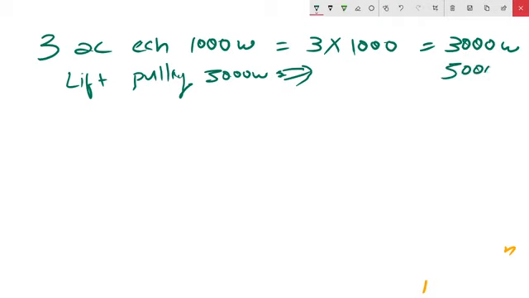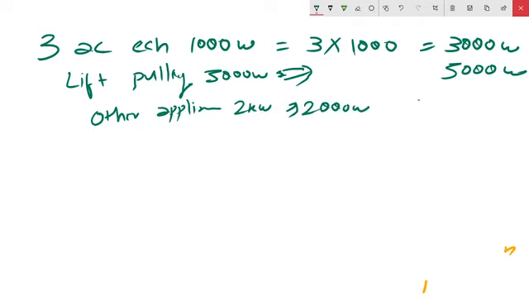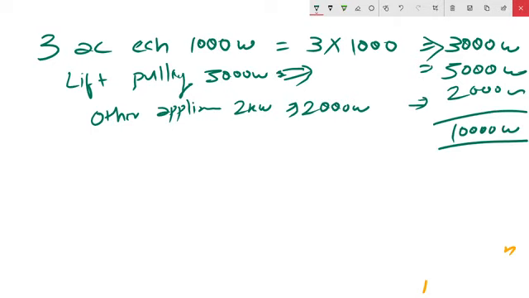So 5000 watt. Now they are saying other appliances, we are having 2 kilowatts, that is nothing but 2000 watt. So finally if you combine all this, it will give you 10,000 watt consumption. And they have given monthly hours of 300 hours. For 300 hours on a monthly basis they are using all these apparatus.